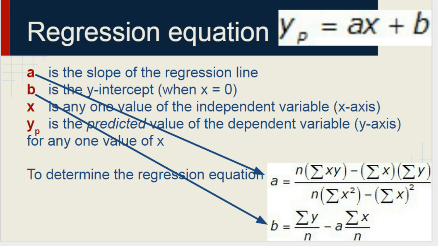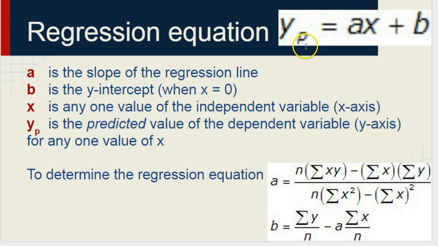Now, we're going to take a look at the regression equation. Our regression equation is y sub p equals ax plus b. You'll remember that as the equation of a line. Y equals mx plus b is the typical version of this. Instead of m, we're using a for our slope.